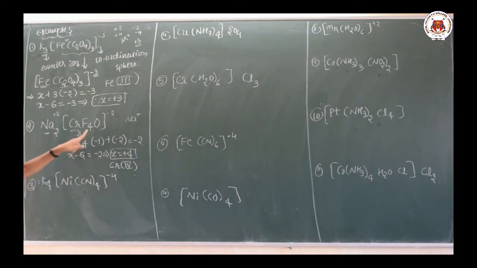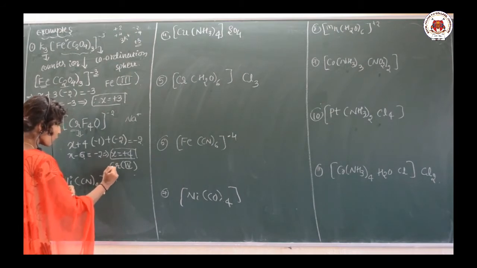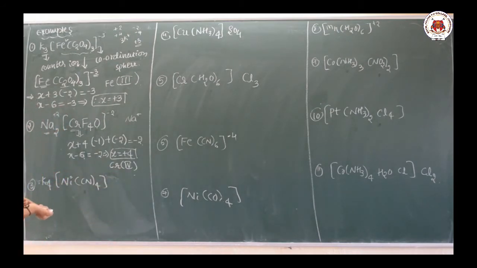Okay. F can have the charge of -1, oxygen can have the charge of -2, and Cr, that I need to find out. So let us go for the one more complex here.